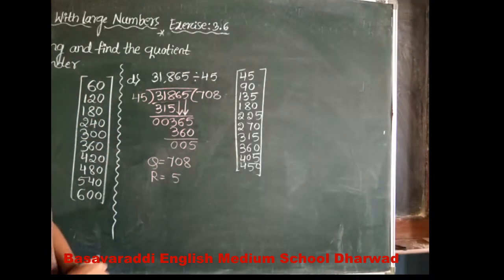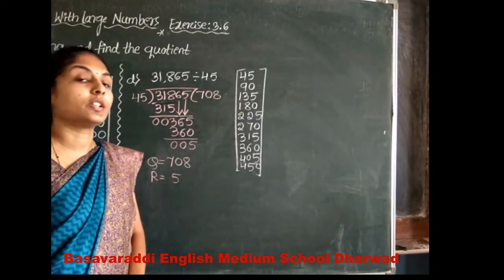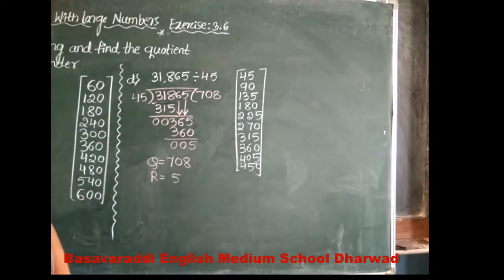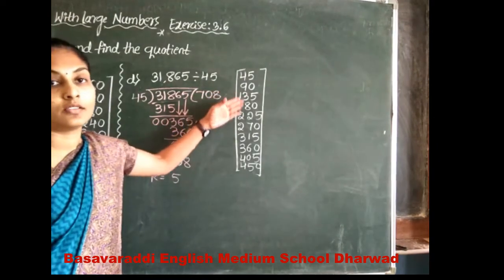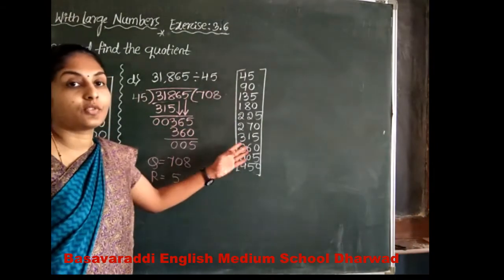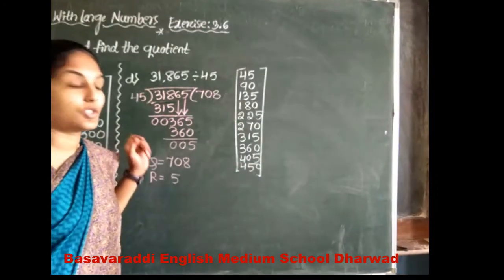Okay, this is the division problem. How to do it? There are two more problems. You have to do them with this knowledge. Do the multiplication tables yourself, and after the multiplication tables, do the division.